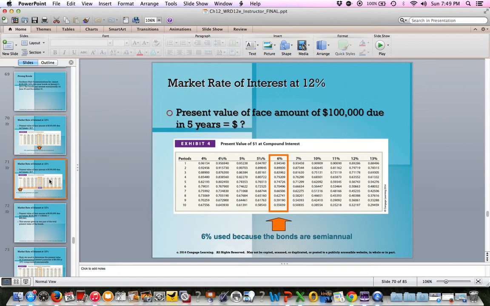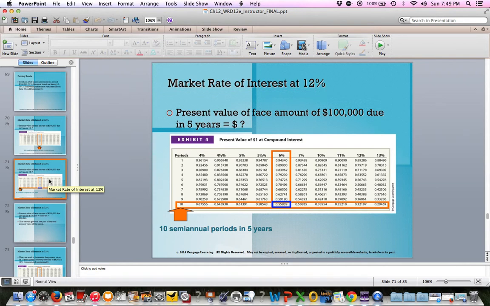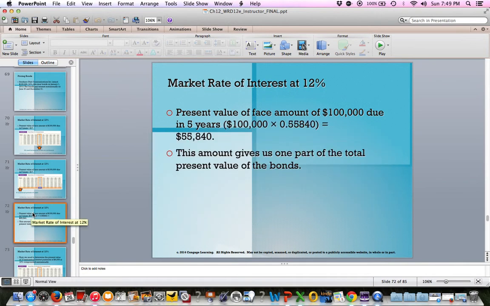And the second part is because it's 10 payments, basically it's a 5-year bond, but with 10 payments, so we use 10. So we go 6% at 10 is my factor of 0.55839. The present value of the face of the bond is $100,000 due in 5 years is $55,840.